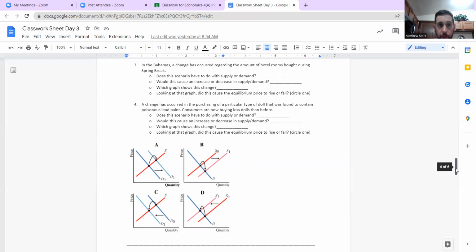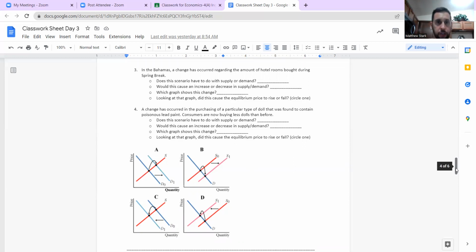Okay. Number 3, in the Bahamas, a change has occurred regarding the amount of hotel rooms bought during spring break. Well, think about it. First of all, they're talking about people buying hotel rooms. Anytime you're dealing with people buying things, that's going to be demand. So we're dealing with demand here. So you know that it's only going to be either A or C as far as the graphs. If you think about it, the Bahamas is kind of like a spring break destination. A lot of people go there for spring break. You're going to have an increase in demand for hotel rooms. The graph, you want an increase in demand. We're looking at right is more, graph A.